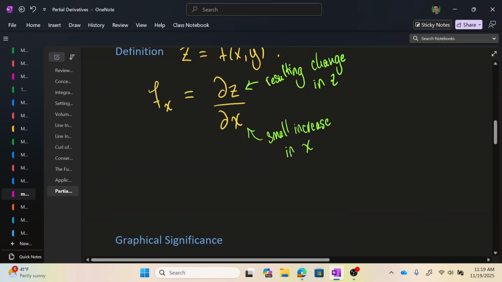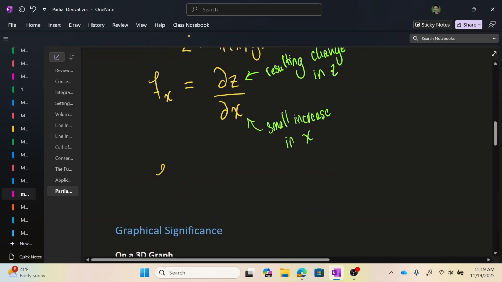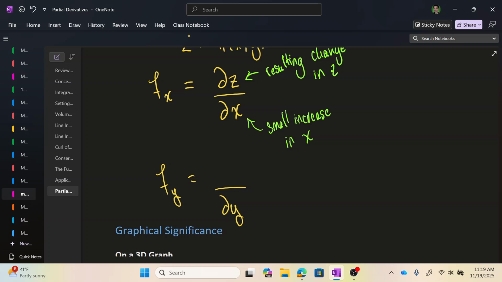Now you can probably anticipate what the definition will be for the partial derivative in the y direction. Here, we just increase our y a little bit and study the effect of y on the outputs of the function.